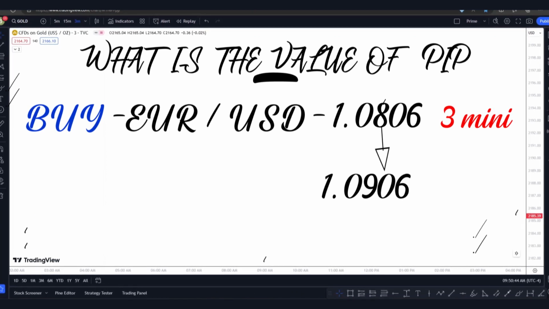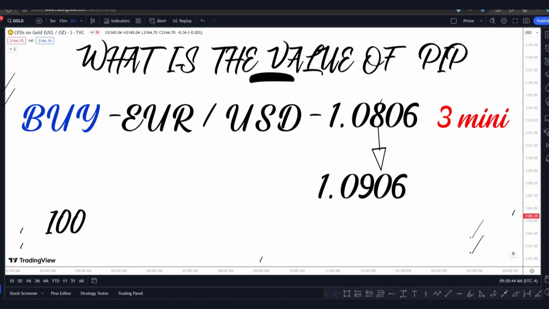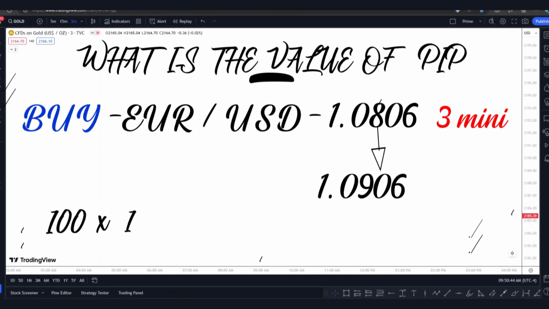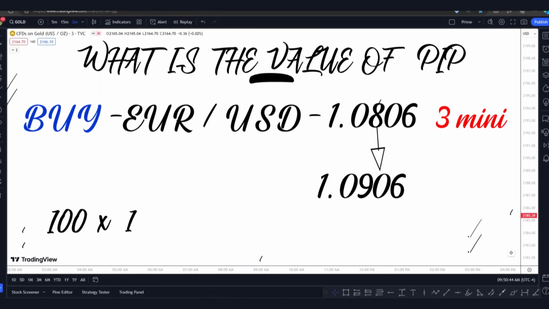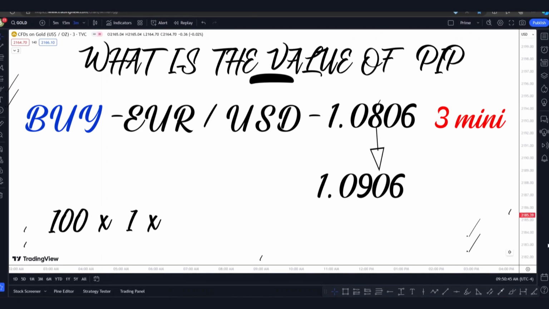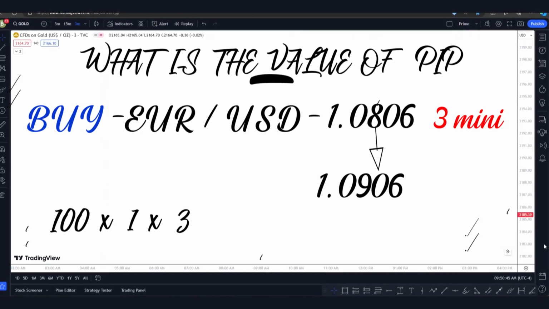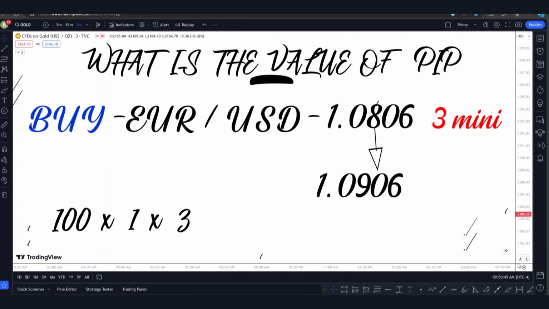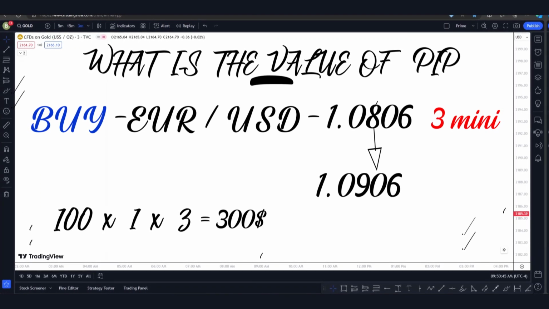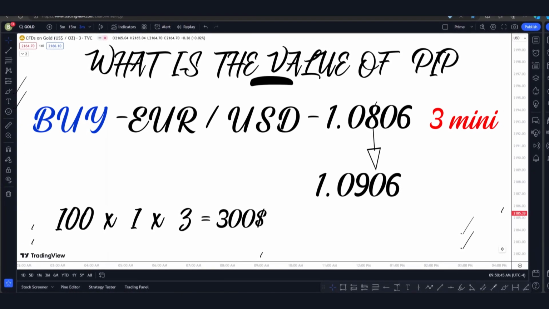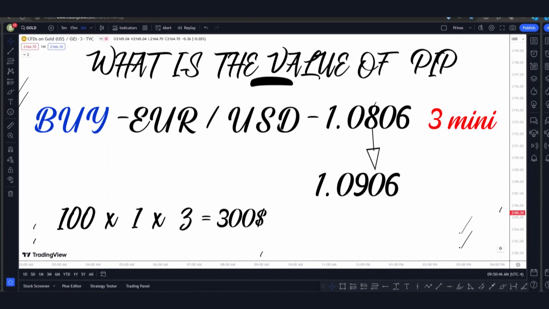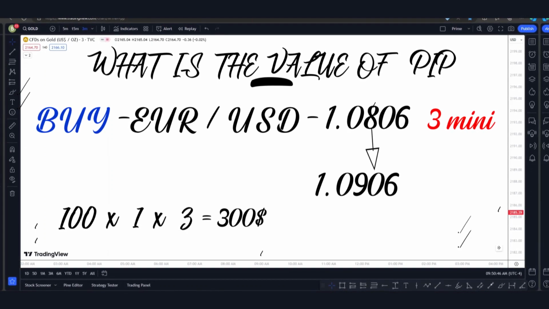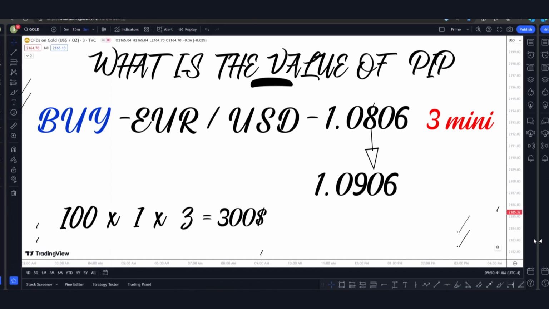So we still have the same 100 pip movement in this particular example, right? So we have 100 pips multiplied by the value per pip, which in this case we know is $1 per pip. So we have 1, and then we multiply that also by the number of mini lots we are trading, which is 3, right? So in all, we're going to get $300, meaning the profit you make on this trade alone is $300. So let's try to explain what really went on before you arrive at getting $300 as profit.